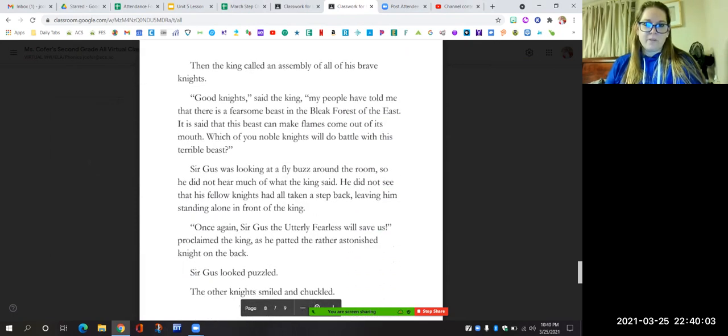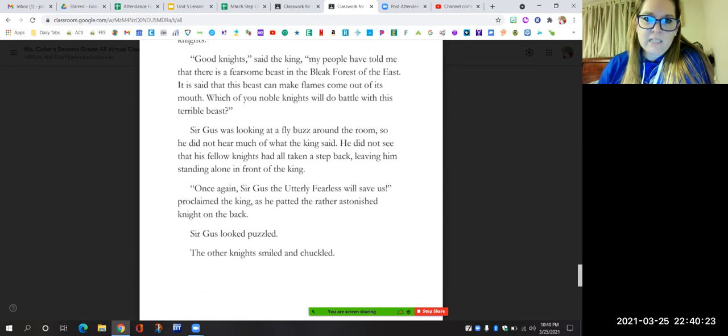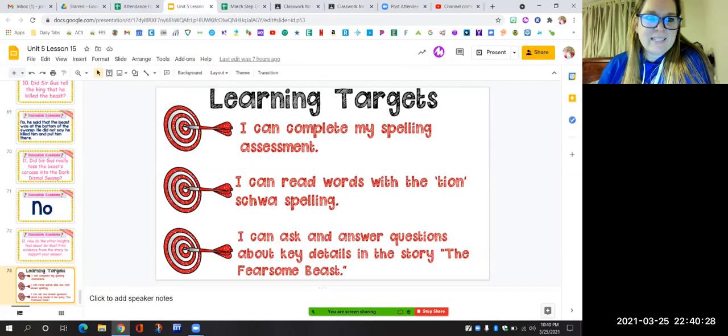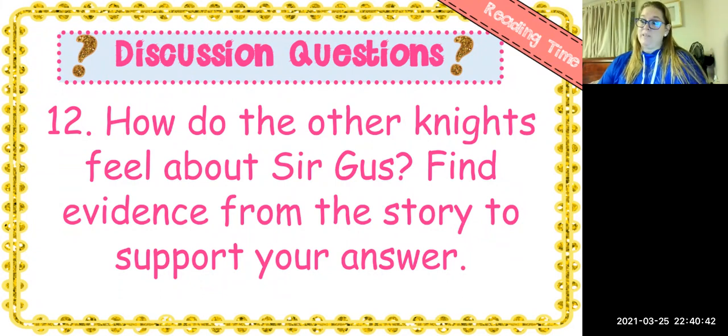Okay. So here it says, which of you noble knights will do battle with this terrible beast? And then it says, he did not see that his fellow knights had all taken a step back, leaving him standing alone in front of the king. He didn't see them do that. And then the other knights smiled and chuckled. Why do you think they did that? Do you think they like Sir Gus? Do you think that they think he's fearless and brave? Or do they maybe think he's a joke? What do you think?